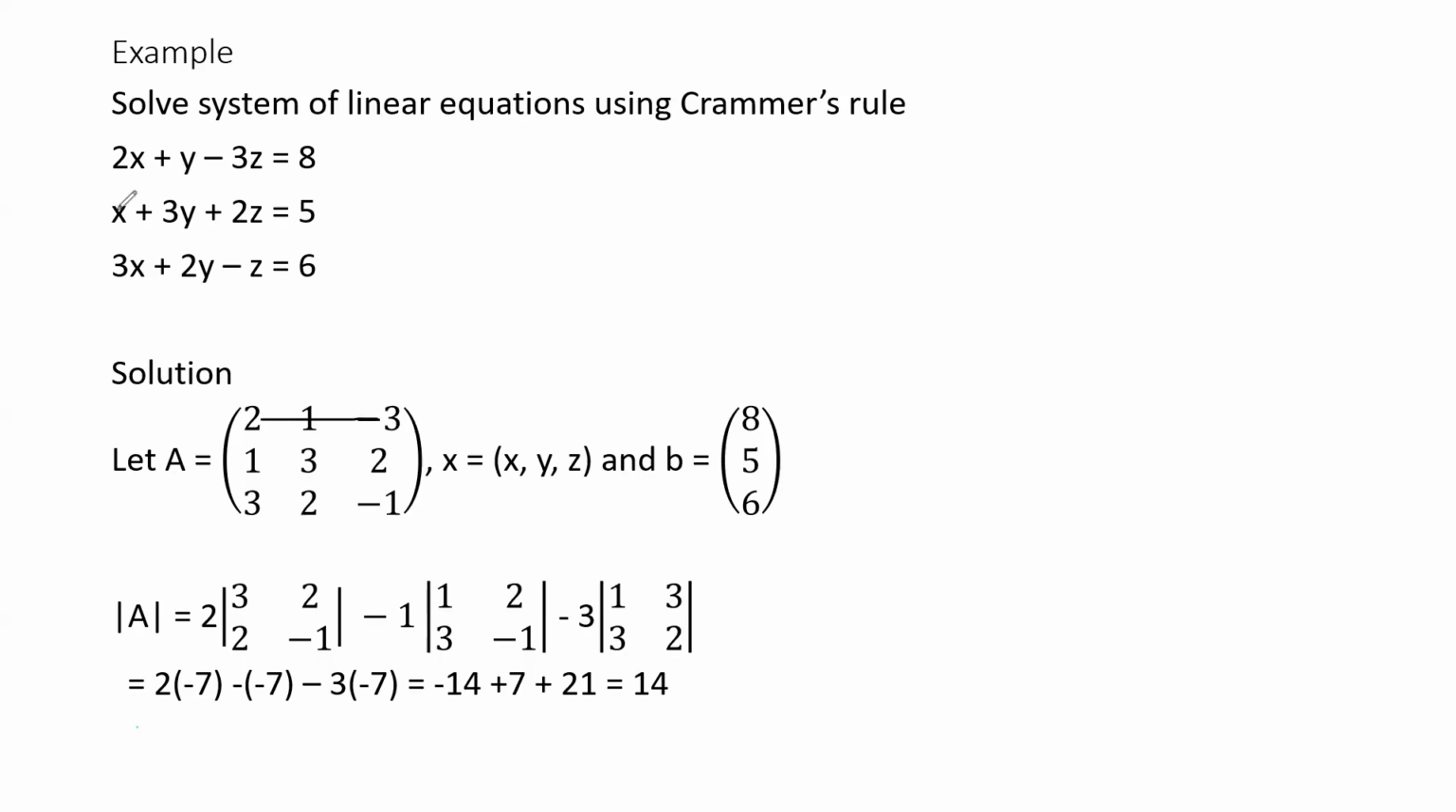Good. Then you have 1, 3, 2. That gives the second row. Then you have 3, 2, negative 4. That gives the third row. And your x becomes x, y, z, that's the variables. And b becomes 8, 5, 6. Are you okay with that? Yes, sir. All of you, are you okay?